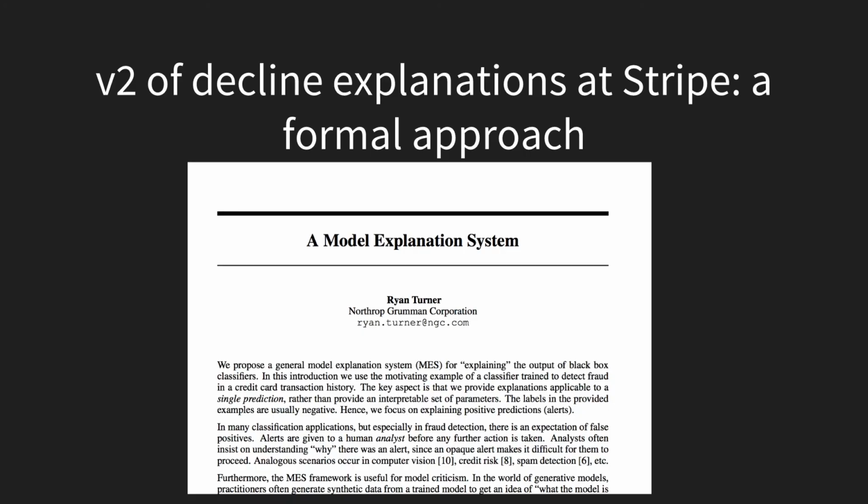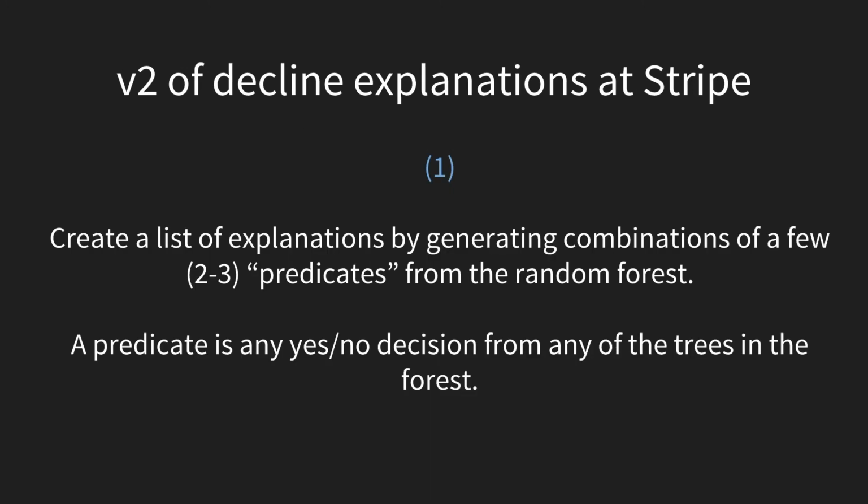Then came a time where we wanted to launch a product, and we wanted to expose these explanations for model decisions externally, so not just to analysts and engineers. We wanted to actually expose them to businesses using Stripe. And that is when we took a much more formal and faster approach to explanations. So I described a simple solution. We actually went to the literature and found a paper on building model explanation systems. And you can see that the canonical example in the introduction of the paper is credit card fraud. So that was cool. Here's what we did, which basically comes from the paper.